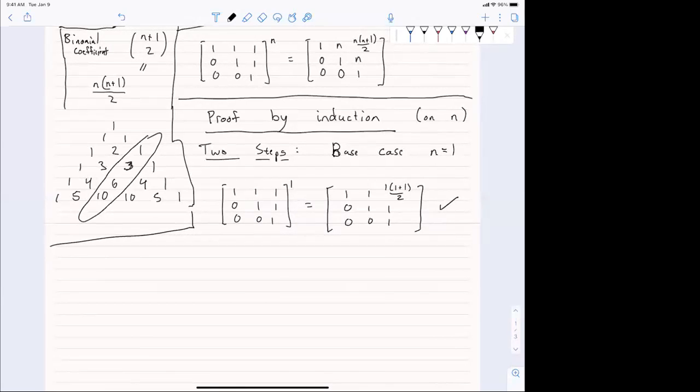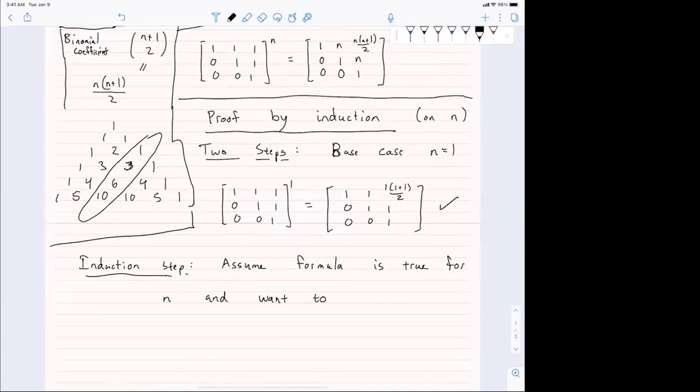The next step is called the induction step. And this usually is where you have to do the work. It's not much work here, but it's work. So what do you do in the induction step? We assume the formula is true for n, and we want to prove it's true for n plus 1.